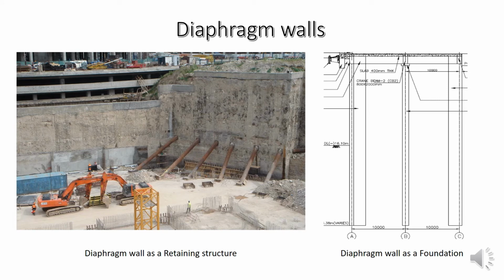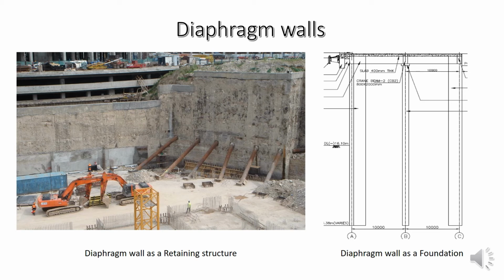Here we can see the diaphragm wall constructed near the existing structure, and on the other side the new construction is going on. The figure on the right side shows the diaphragm wall as a foundation. This is the berthing structure.